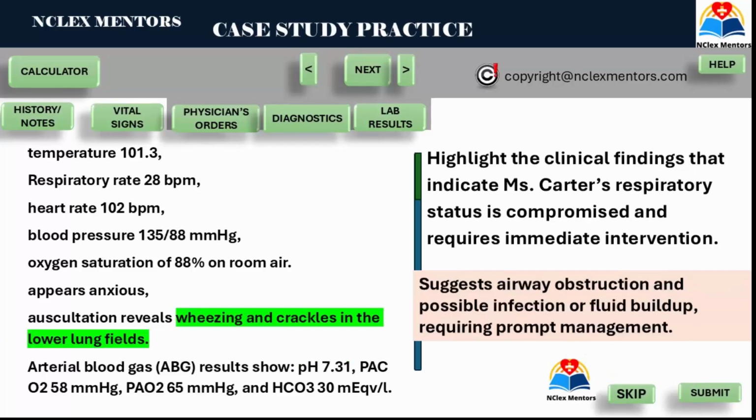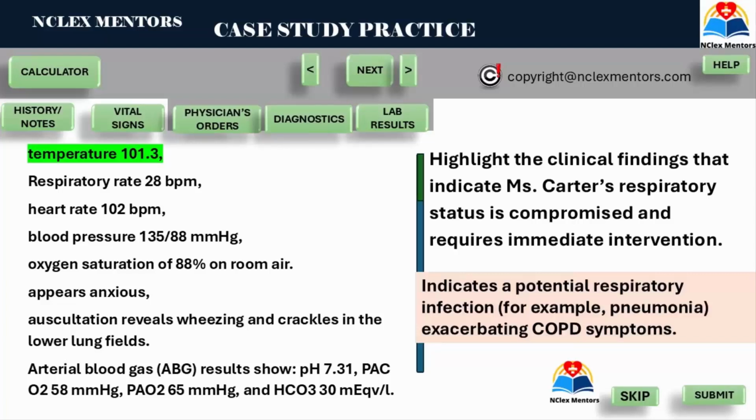Wheezing and crackles in the lower lung fields suggest airway obstruction and possible infection or fluid buildup, requiring prompt management. Temperature of 101.3 degrees indicates a potential respiratory infection, for example, pneumonia, exacerbating COPD symptoms.